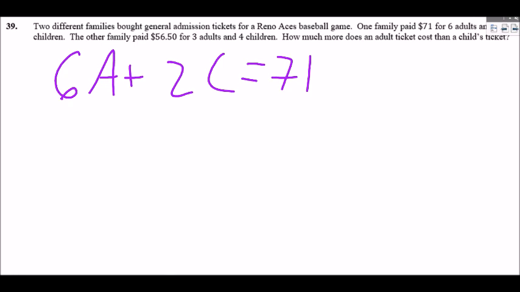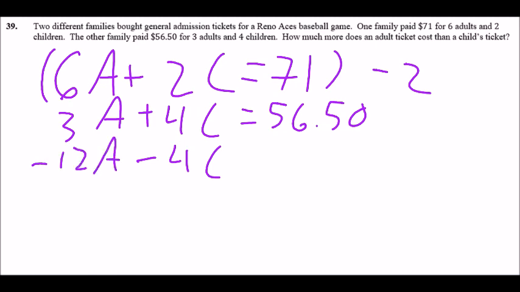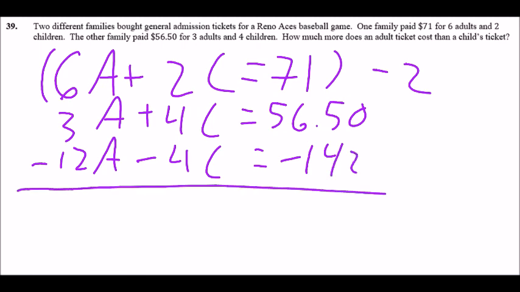Different families go to an Aces ball game, okay? So I have 6 adult tickets plus 2 children tickets equals $71. And then I have a different family that had 3 adult tickets plus 4 children tickets equals $56.50. Okay? So I'm going to multiply this by -2. And the reason for that is I get negative 4c out of it. So I get plus 4c and a minus 4c, which means I get negative 12a, and I get negative 142.